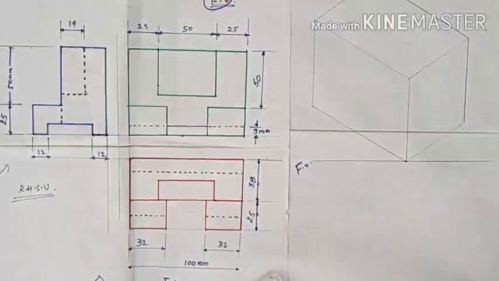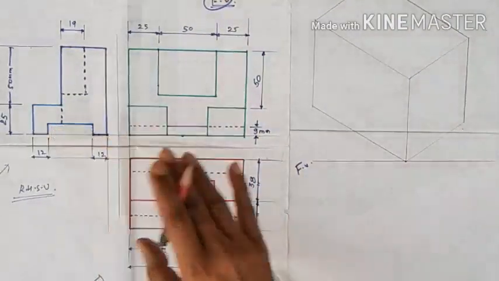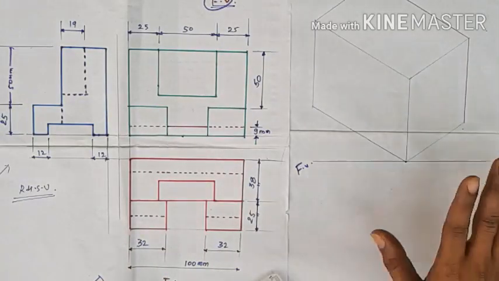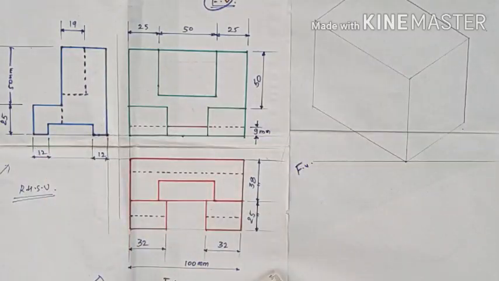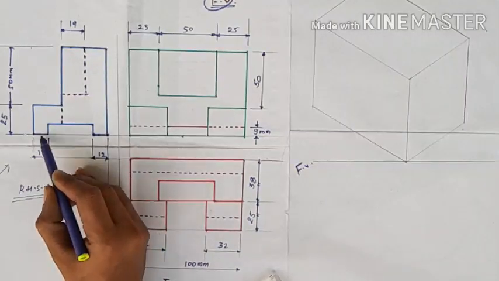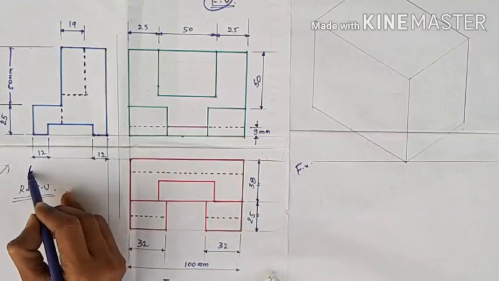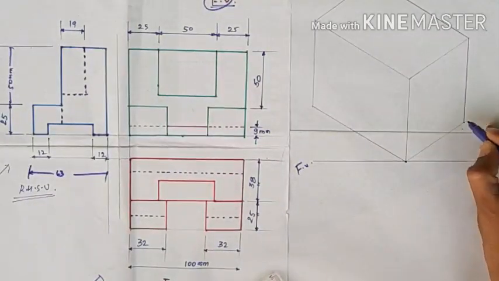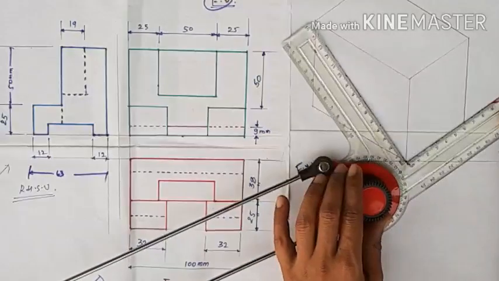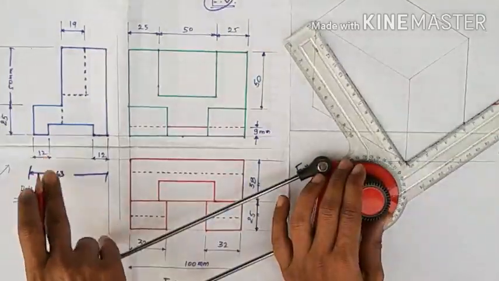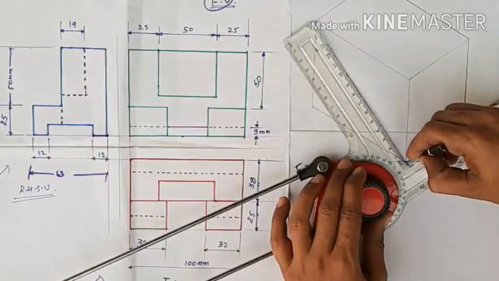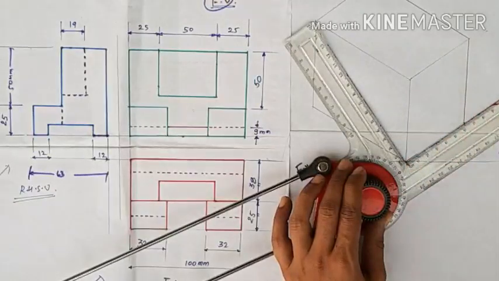So here it is an overview, the area in which we draw this isometric projection. Now start from here. We first start to draw with the side view. From the side view, this is a total 63 mm long line. Here this is 12 mm from this side, and again 12 from this side. So from both sides we take a 12 mm line.